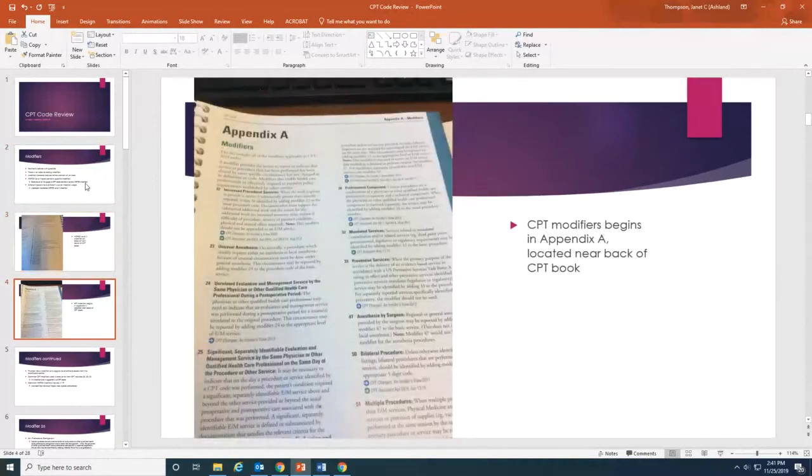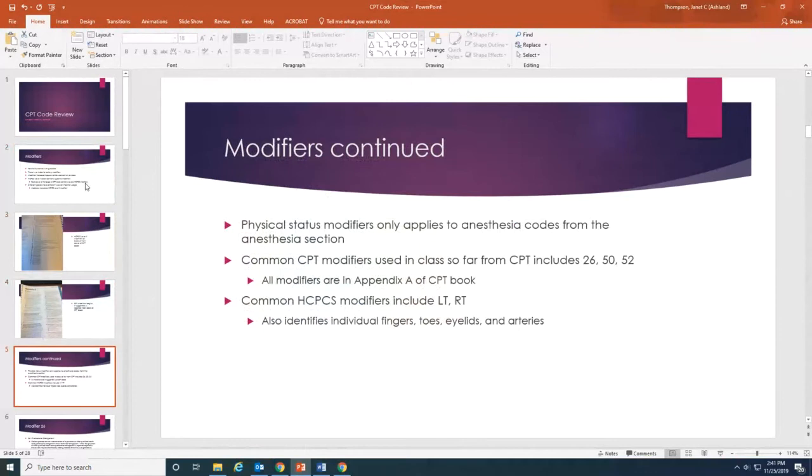And then in Appendix A of the CPT book, this is where the CPT modifiers are. So this is where we can go to review their descriptions. And like I said, there's not an index that lets you look these up specific by scenario. We just get it from practice.